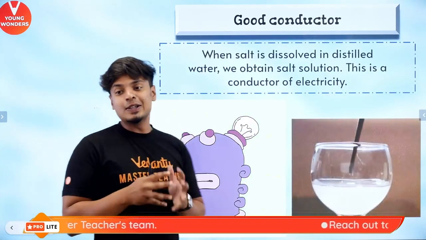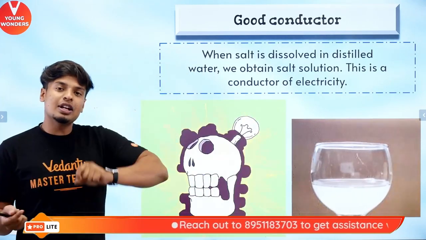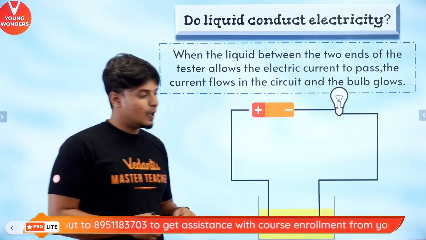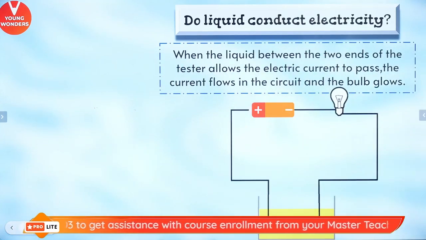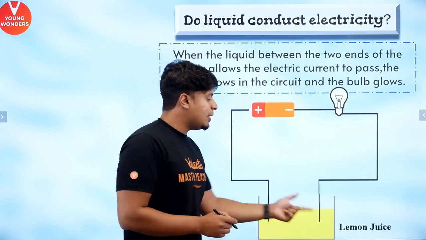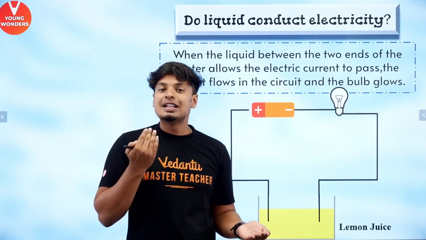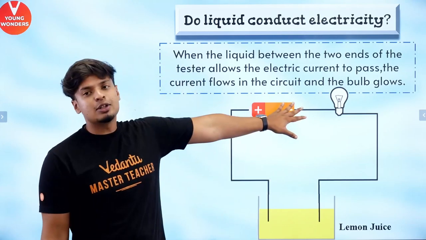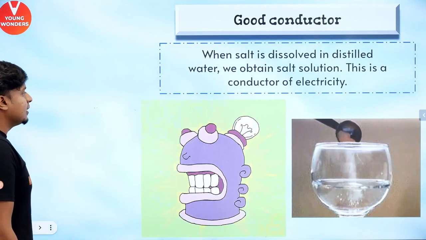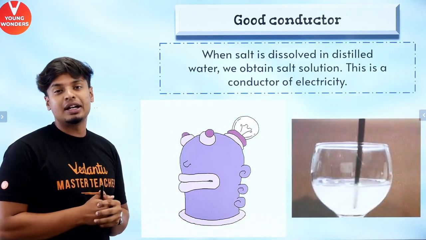When salt is dissolved in distilled water, we obtain salt solution. Salt solution is a good conductor of electricity. In the previous case, guys, we took lemon juice. Lemon juice is acidic in nature. What acid is present in lemon juice? We have citric acid. So we can tell that the bulb is glowing in the case of acid. Let's now take salt solution, basically mix salt with distilled water. Yes, salt solution is able to conduct electricity.